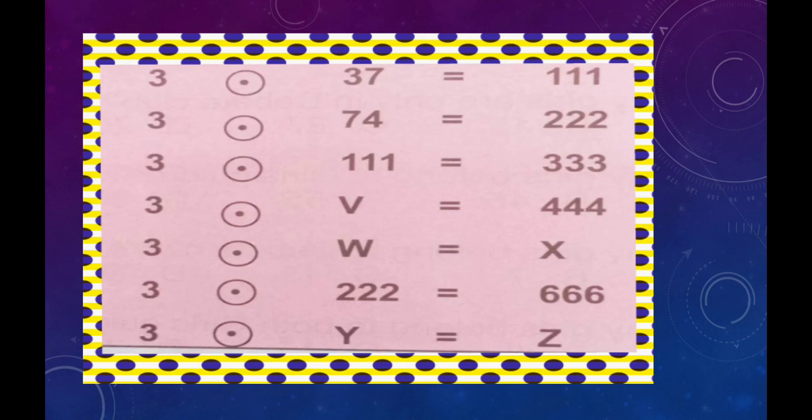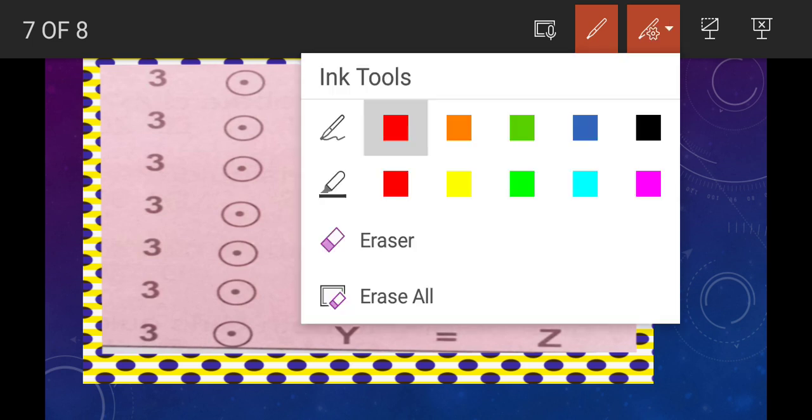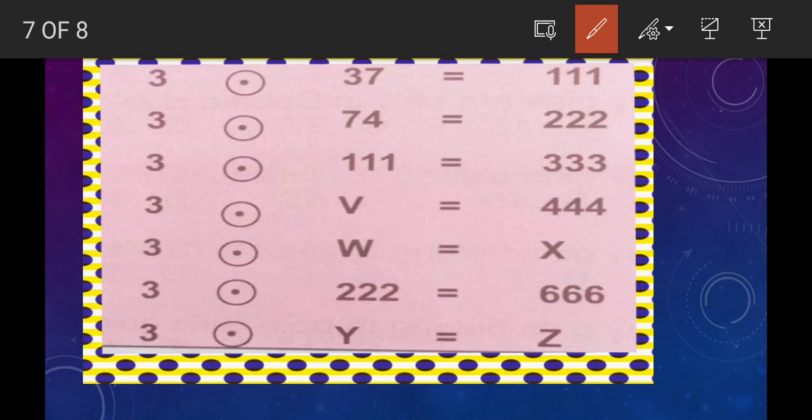One thing I want you to know is that the difference between 74 and 37 is 37. Also, the difference between 111 and 74 is 37. Now, having known that, you now know that it is just an addition of 37, 37, 37 that makes up the next number.